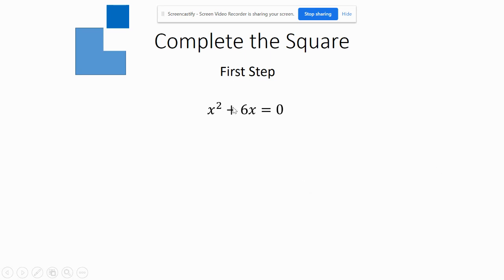We're going to look at the value in front of the x. And what we'll do every time is take this number in front of the x, divide it by 2, which is 3, and then square it. Every single time, because that's how we complete the square. But if I add 9 here, I have to add 9 to the other side.